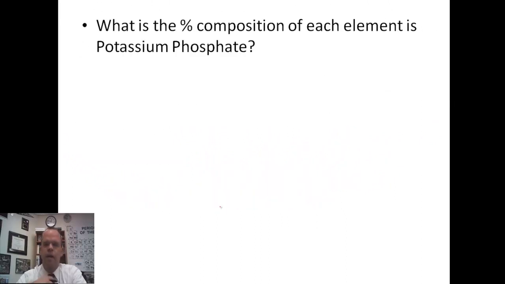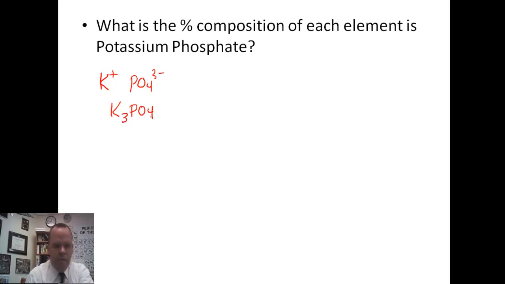So what is the percent composition of each element in potassium phosphate? So press pause here, try this, and then press play to see if you got the right answer. Okay, the first step in here is to write the formula. Potassium is K plus 1 charge. Phosphate's PO4 with a 3 minus charge. So the correct formula, K3PO4.